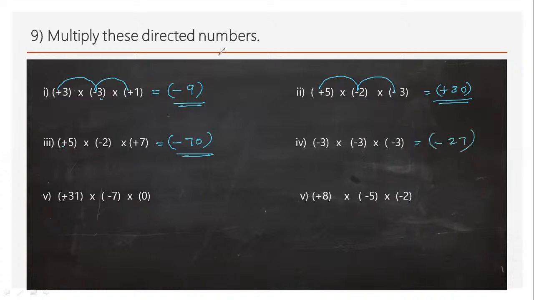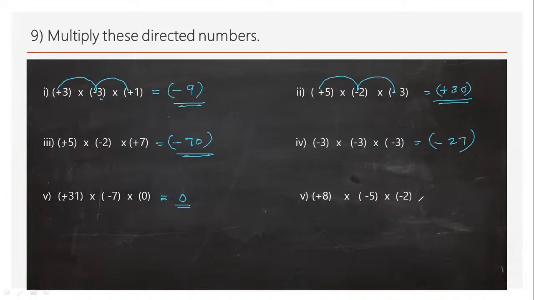3 times 3 is 9, 9 times 3 is 27. This one also: plus times minus, minus times 0. Then the answer is really 0. Any number when multiplied by 0, the answer is 0 here. Right? Next one. Plus times minus is minus, minus times minus is plus, plus.